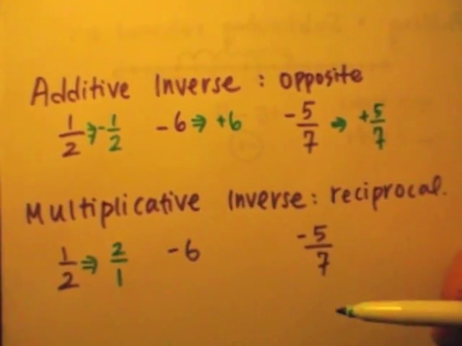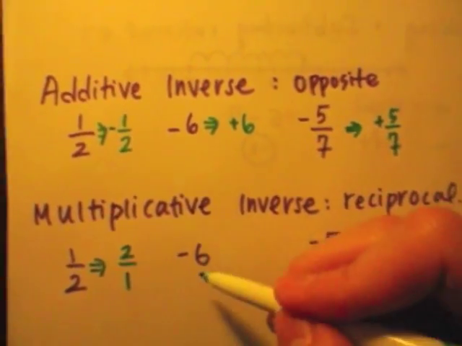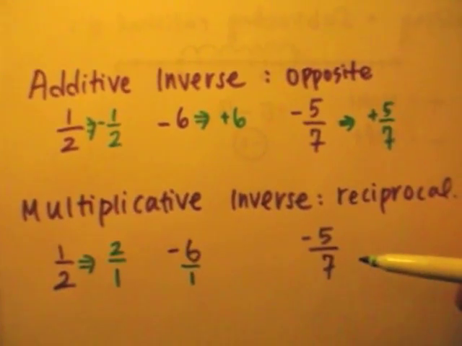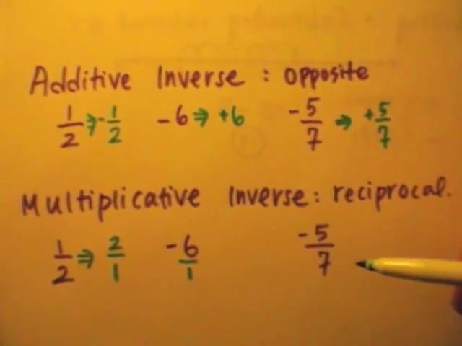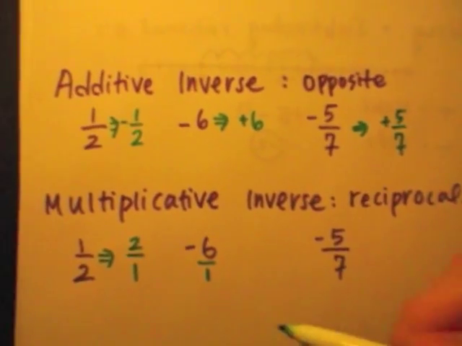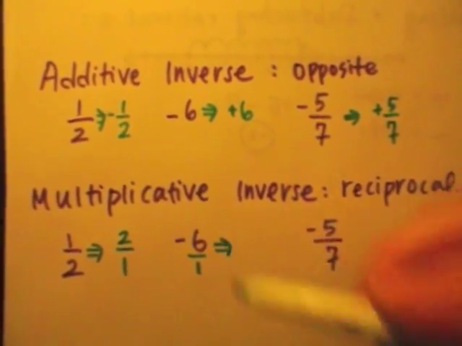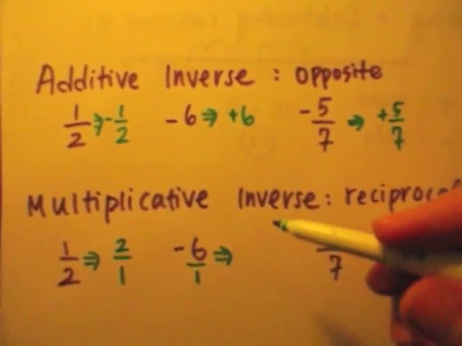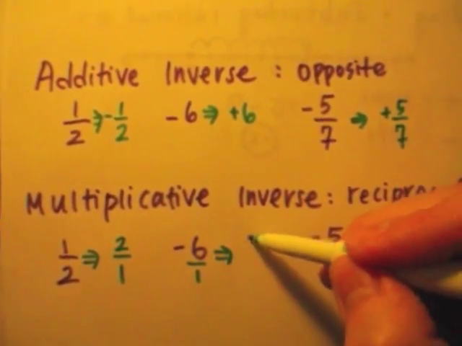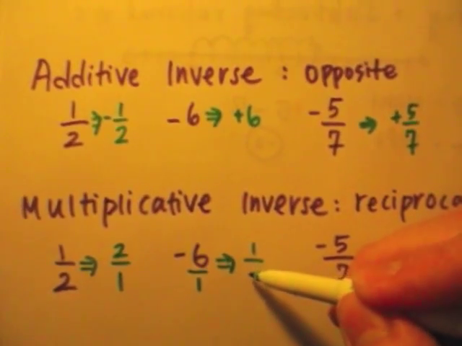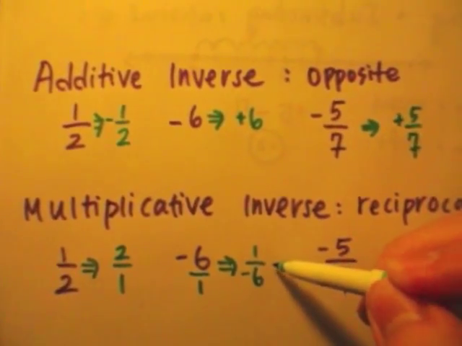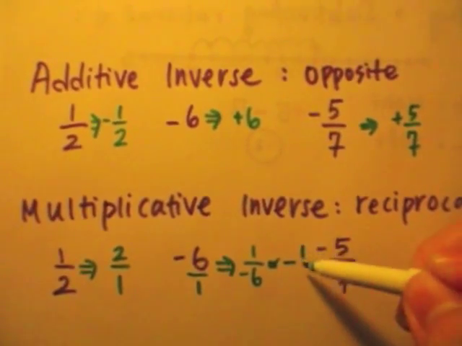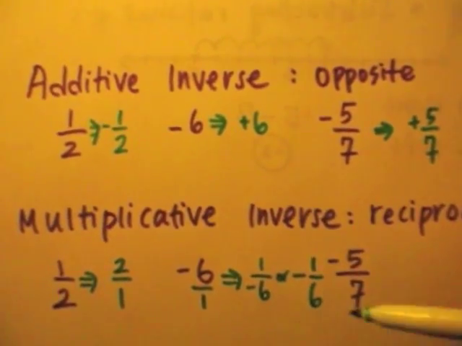I have a negative 6 here. Well, I know that any whole number can be written as a whole number over 1. So I have a negative 6 over 1. To find the reciprocal, I'm just going to switch the numerator and the denominator. So I get 1 over negative 6, or negative 1 over 6. Both of these are the same.